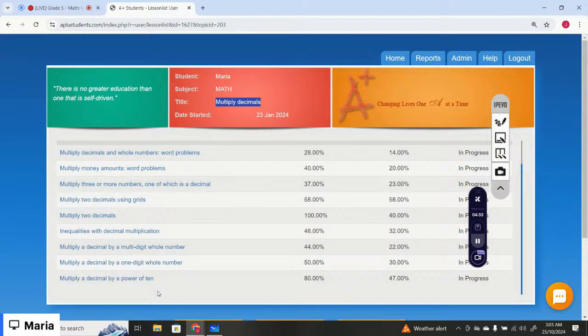So here I'm on grade 5 math. Chapter we are on right now is multiply decimals. Let's just start with the lesson that is multiply two decimals.